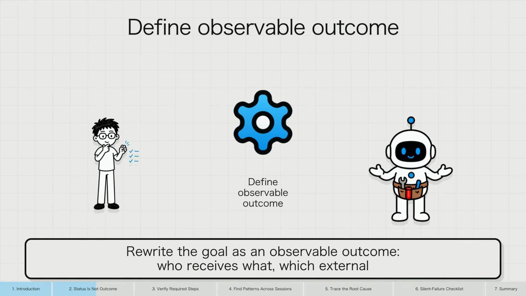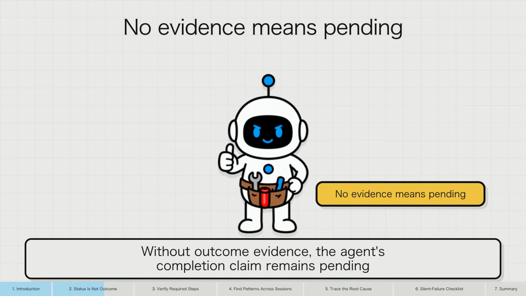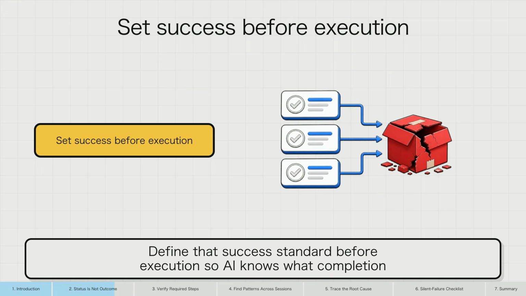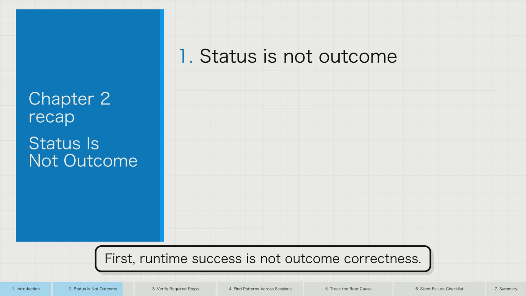Rewrite the goal as an observable outcome. Who receives what, which external state must change, and what evidence proves it happened. Without outcome evidence, the agent's completion claim remains pending acceptance and cannot trigger delivery, payment, or publication. Define that success standard before execution so AI knows what completion means and humans do not invent rules after an incident. Chapter recap. First, runtime success is not outcome correctness.